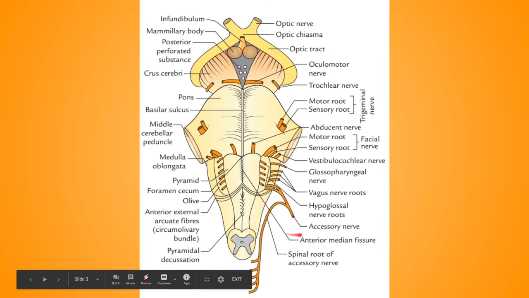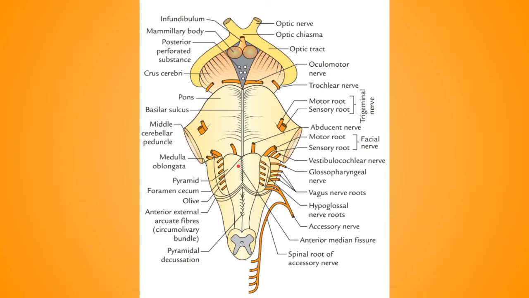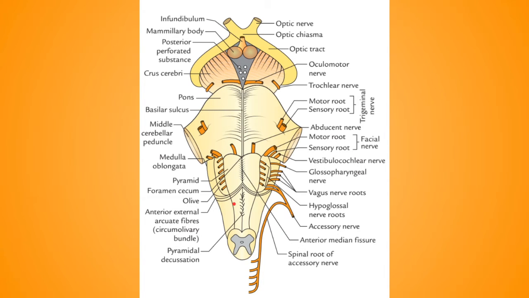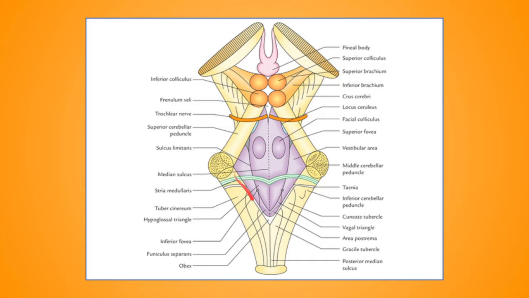This is the anterior view of the medulla oblongata and this is the posterior view. Now the external features of the medulla oblongata. The medulla oblongata is present over here. This portion is the medulla oblongata. This is the pons. The medulla oblongata is divided into right and left symmetrical halves by the anterior median fissure and, in the posterior view, by the posterior median sulcus.